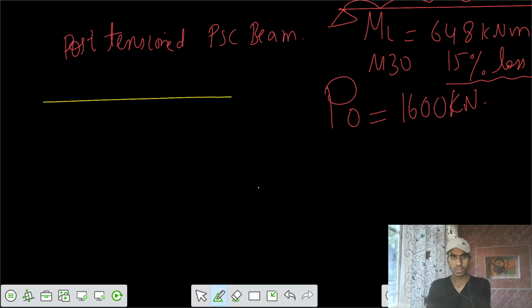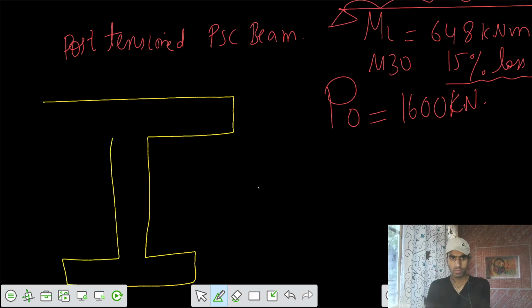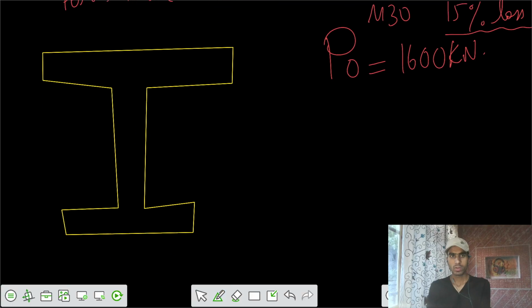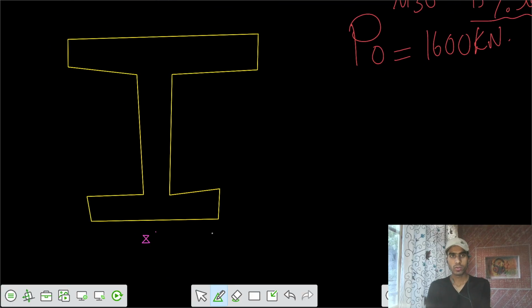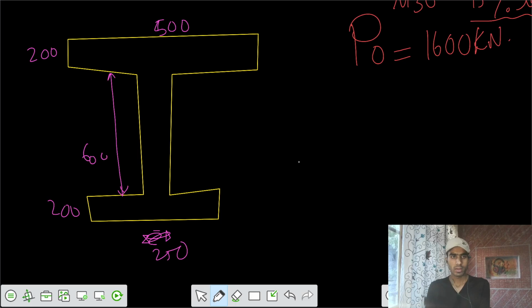Let's go for the cross section. This is 500, this is 200, then after that we have only 250. So this is your section. I would say this is your 250. This is 250, this is 500 top, and depth is same, 200 and 200. After that, this part is total 1000. That means this part is only 600, 1000 minus 400, that's 600. Depth of the web is 600, and width of the web is 150.